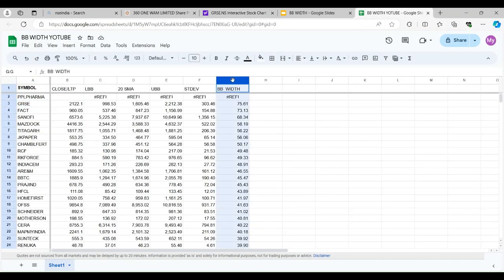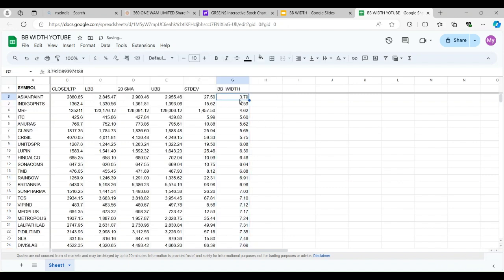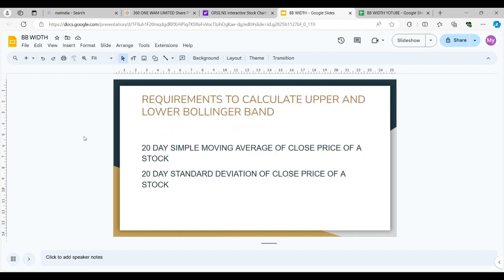This is higher bandwidth, lower bandwidth. Similarly, you can take some lower bandwidth stocks, keep them in your watch list, and some higher bandwidth stocks and keep them in your watch list. Observe their movement and take your own buy or sell decisions. So this is how Bollinger bandwidth helps to select stocks based on their volatility.